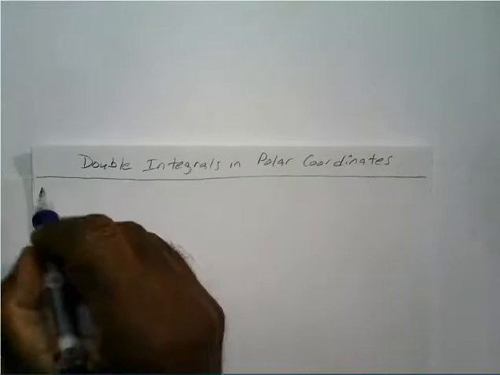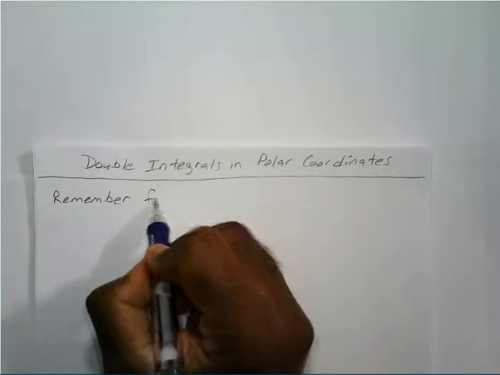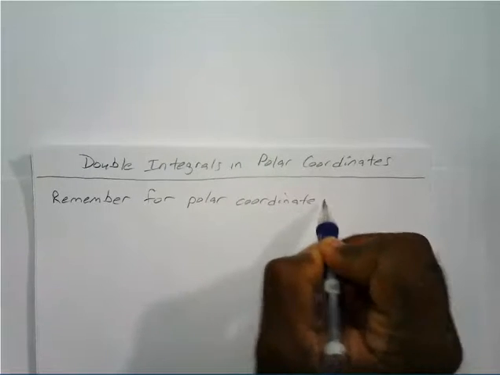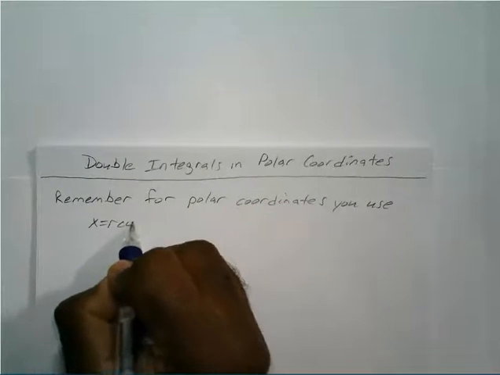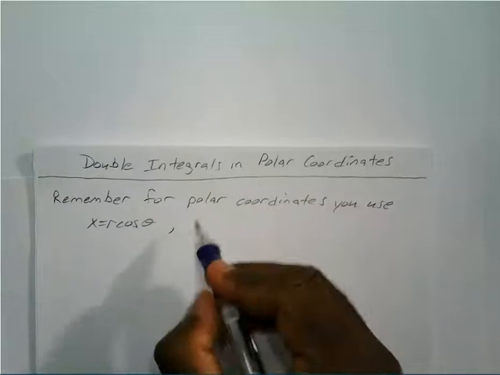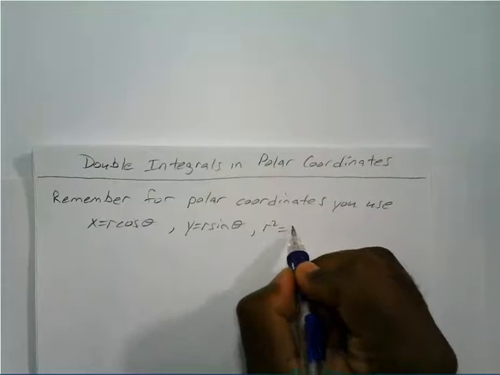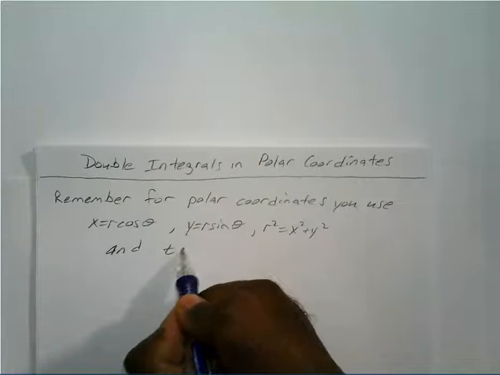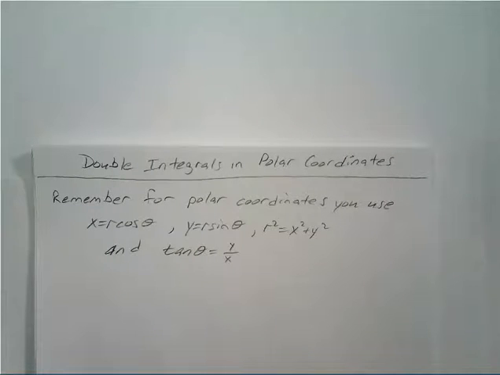Okay, before we get started, a quick reminder that for polar coordinates, you would use x equals r cosine theta, y equals r sine of theta, r squared equals x squared plus y squared, and tangent of theta is equal to y over x.